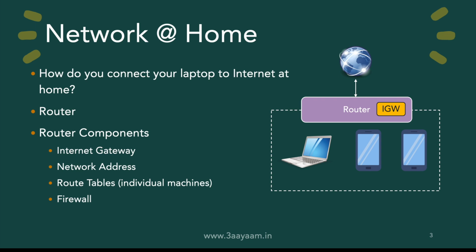Then we have firewall also. Typically in a home router we do not have firewalls unless we install VPN. But in corporate networks and in AWS, obviously there would be a firewall. A corporate network is also similar, but at a much larger scale, and there can be multiple routers available in the corporate network.